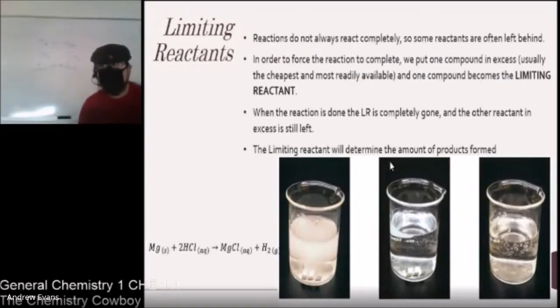Now, limiting reactants. This is a new concept, but it's not super new. We've actually seen this a couple times already. We've seen this in lab number 3 when we looked at magnesium burning to get magnesium oxide.